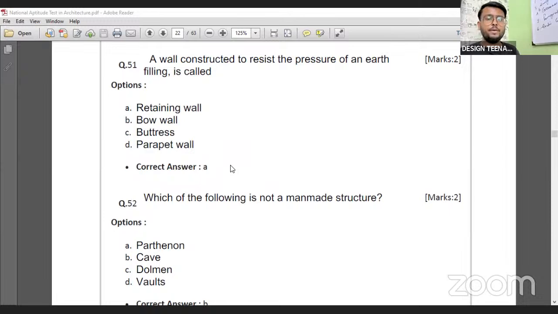You don't know the answer. How will you answer this question? You have no idea what Parthenon is. Though I have discussed Greek architecture and the timeline, let's assume you don't know what Parthenon, cave, dolmen, or vault is. Now you can unmute yourself, guys. I intentionally asked for your unmuting permission because I guess Shakti's mic somehow got unmuted. Please mute yourself once you unmute so that there is no background noise. So which of these is not a man-made structure?